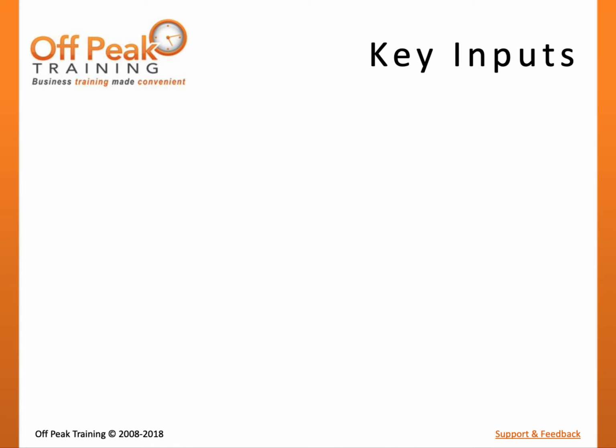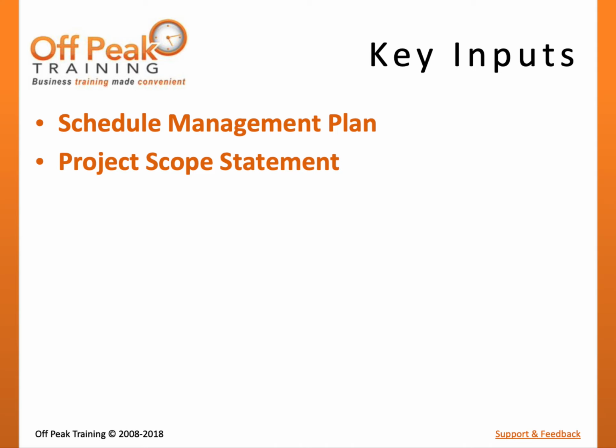The PMBOK guide defines 6 key inputs to the develop schedule process. The schedule management plan describes how this process will be performed. This may include the tools and techniques to be used and the frequency of iteration. The scope statement provides a narrative description of the work that will be performed in each of the schedule activities.